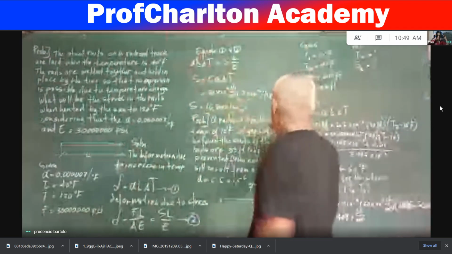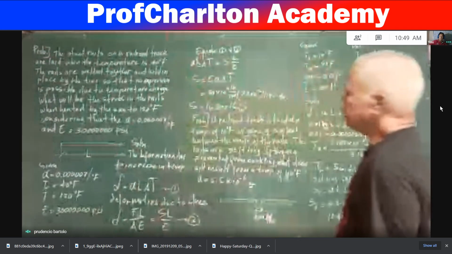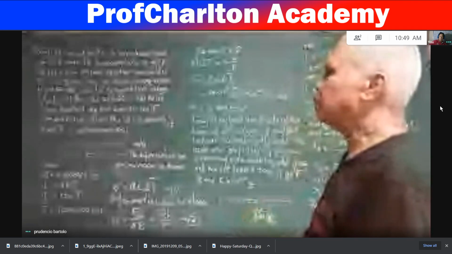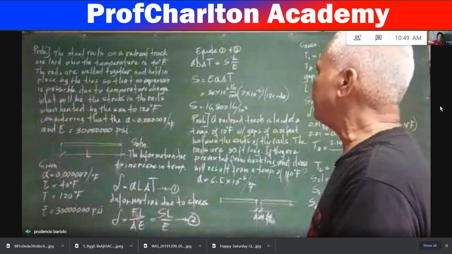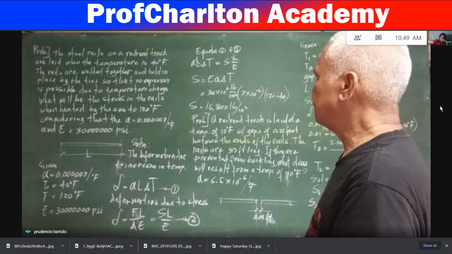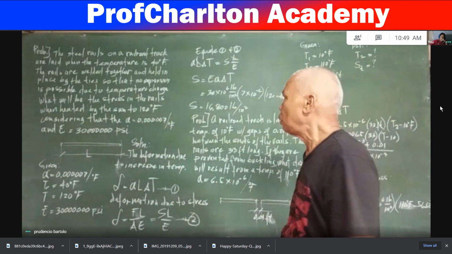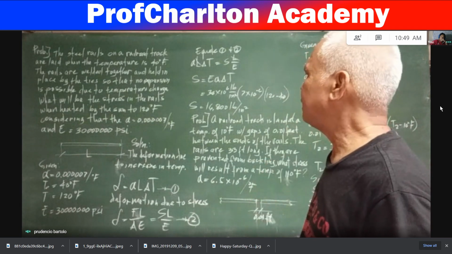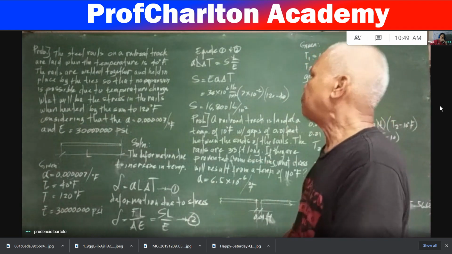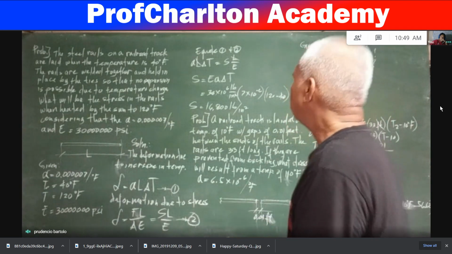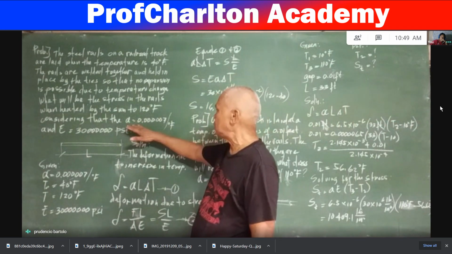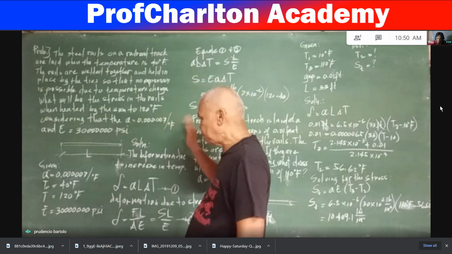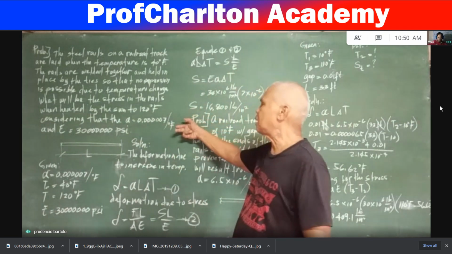The first problem we have here, as stated: the steel rails on a railroad track are laid when the temperature is 40 degrees Fahrenheit. The rails are welded together and held in place by the ties so that no expansion is possible due to temperature change. What will be the stress in the rails when heated by the sun to 120 degrees Fahrenheit, considering that the coefficient of thermal expansion is 0.000007 per inch per degree Fahrenheit, or simply per degree Fahrenheit.